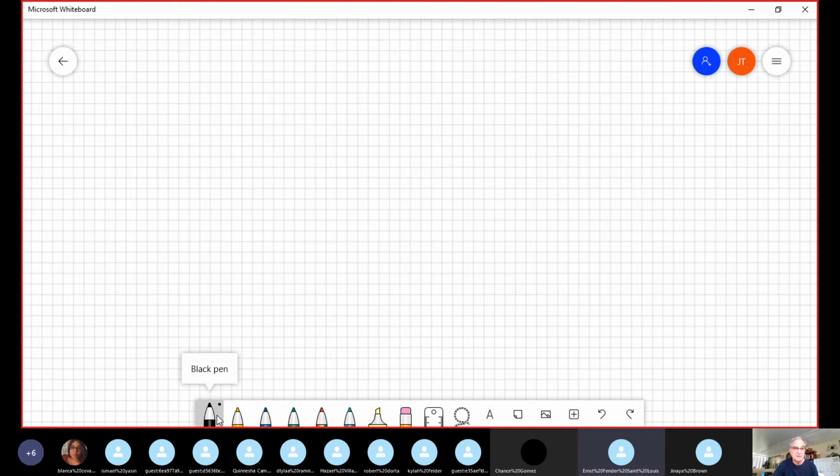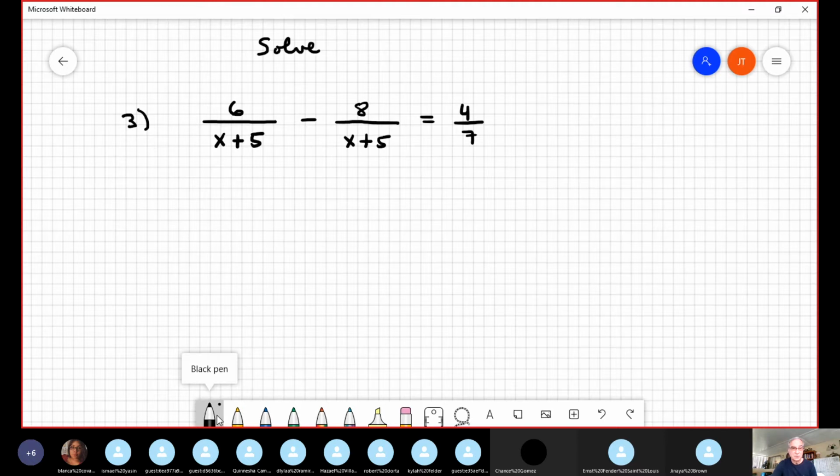I have one equation. I select randomly, number 3. This is for the package. It's 6 over x plus 5 minus 8 over x plus 5 equal 4 over 7. Remember, this is the equation. The question says solve for x. So I need to find the x value to satisfy this equation.